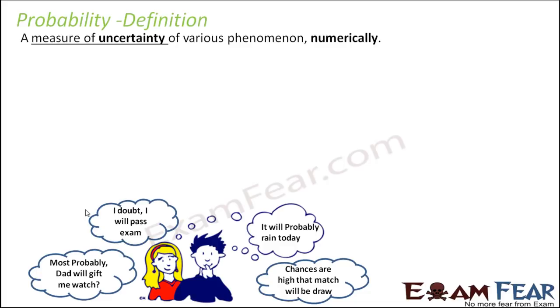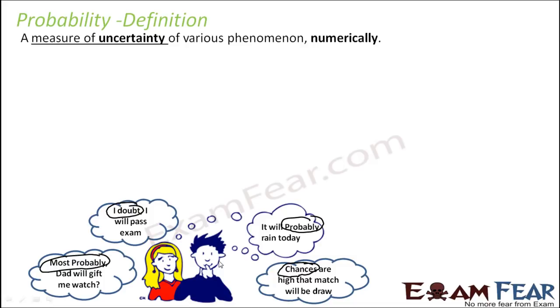You say, for example, this guy is saying, it will probably rain. He is saying that the chances are high that the match will be drawn. The girl is telling, I doubt I'll pass the exam. The girl is thinking, most probably the dad will give me a watch. So if you see these statements, I doubt, most probably, it will probably rain, chances are high, all these statements talk about uncertainty, right?